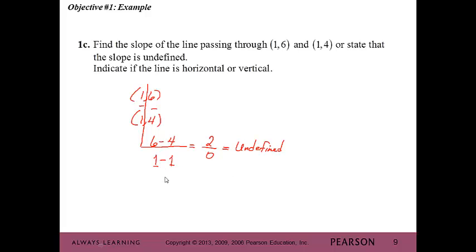And we notice that there is no change in x. Therefore, this is a vertical line. And it'll be the line x equals 1.